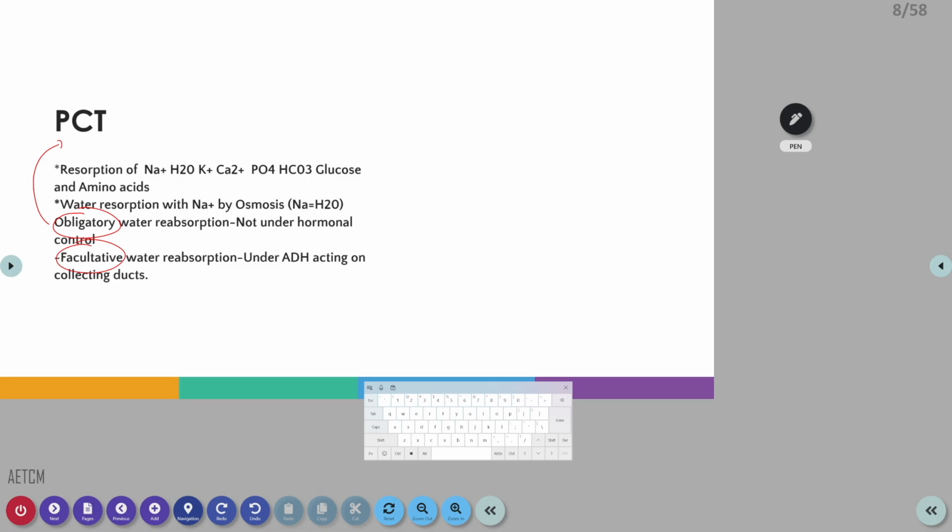The resorption of sodium, water, potassium, calcium, phosphate and bicarbonate, glucose and amino acids takes place inside the PCT. So equal amounts of sodium and water are resorbed, and this is not under any hormonal control. Therefore, it is an example of obligatory water resorption.